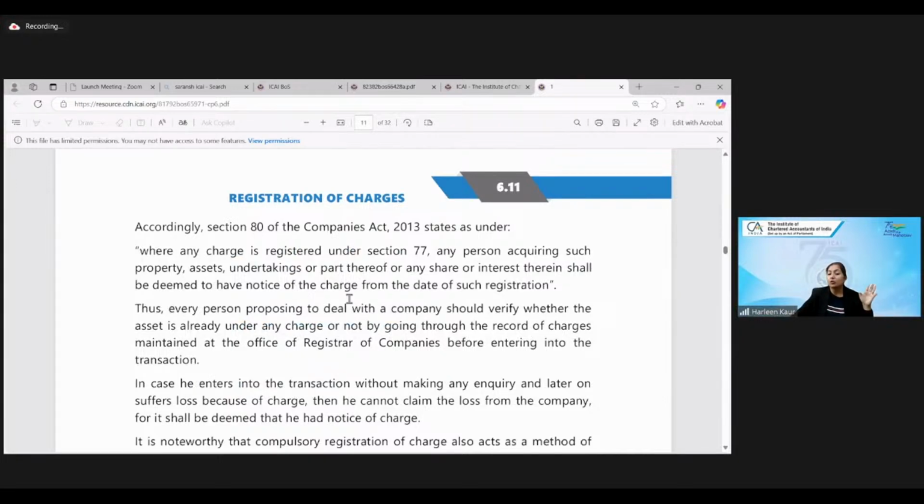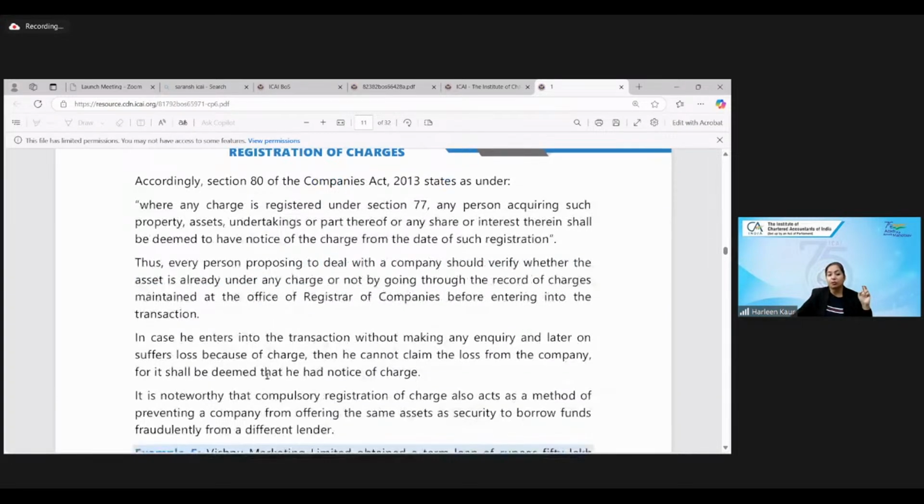So any charge registered, whether it is CHG-2, that is a fresh registration, or CHG-3, modification, both have to be registered with the ROC and both have to be filed on the MCA website. Any person should verify whether any asset has already been charged or not. If he enters into a transaction without making any query and later on suffers loss, he cannot claim compensation by saying that he had no notice about this charge.